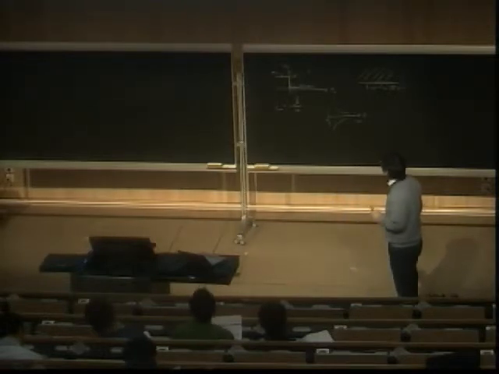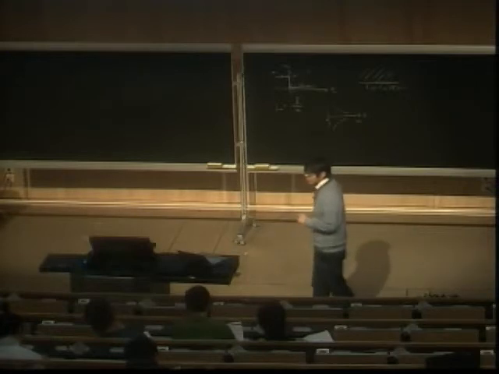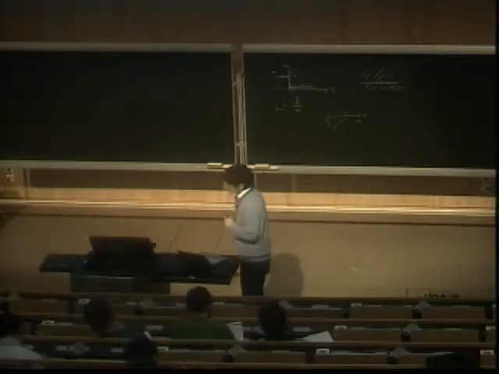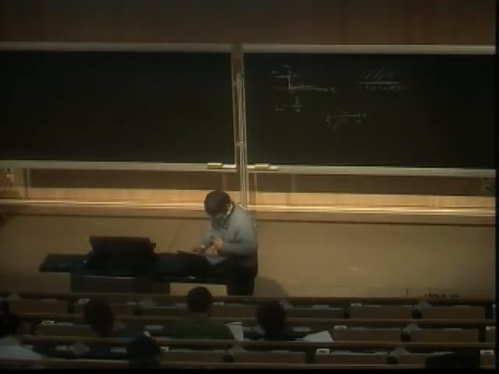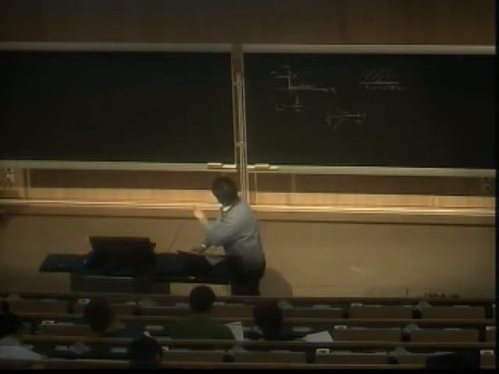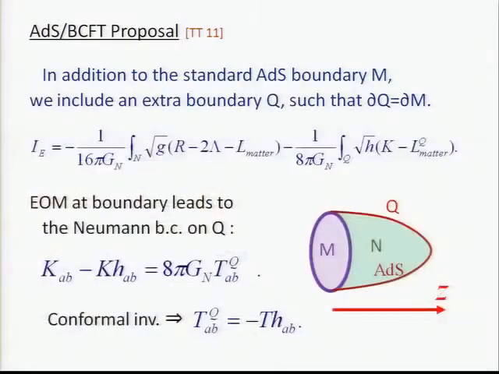It's called Janus CFT or interface CFT. It's discussed by these papers. But anyway, let us consider the simple construction of this boundary conformal field theory, which is given by just a classical gravity viewpoint.